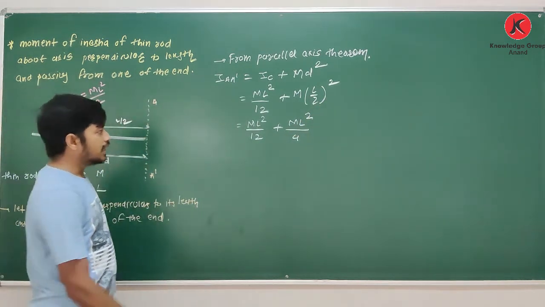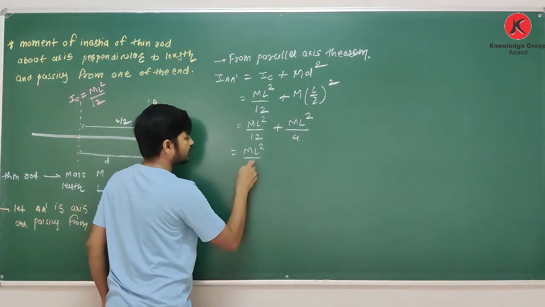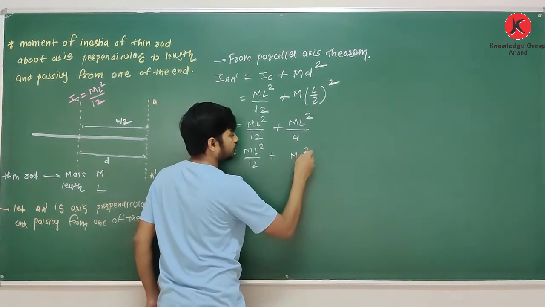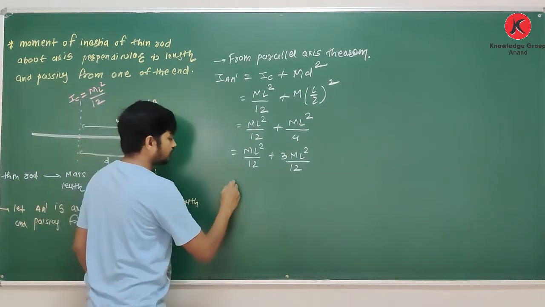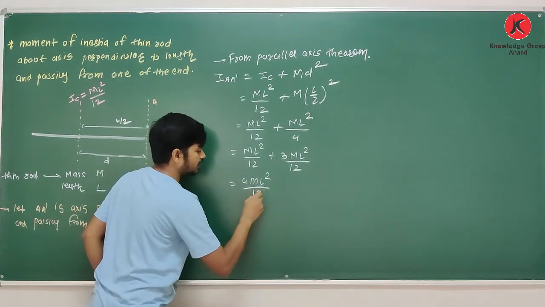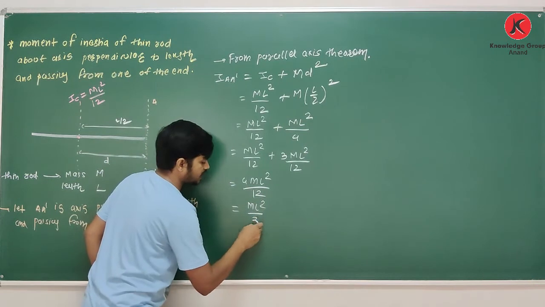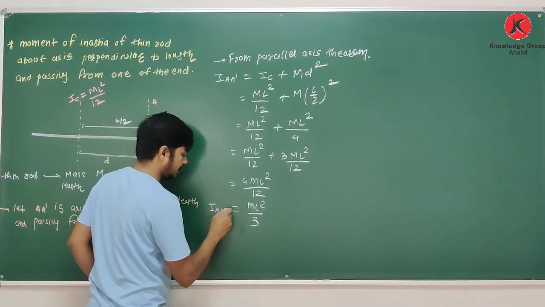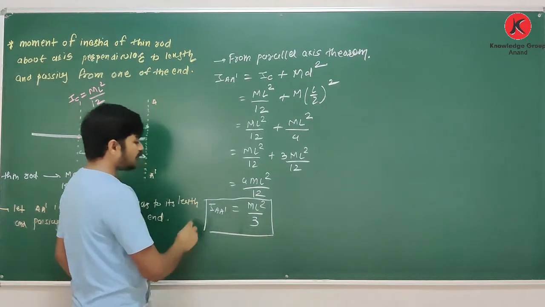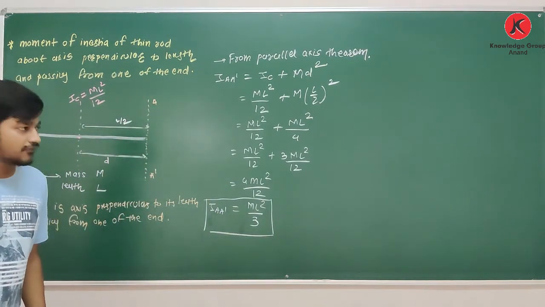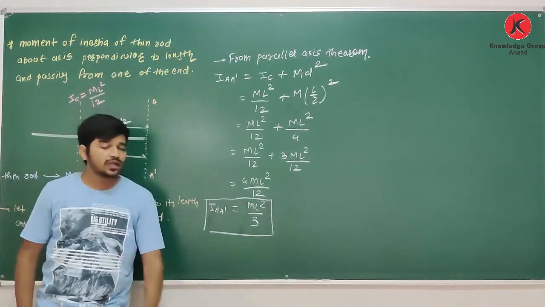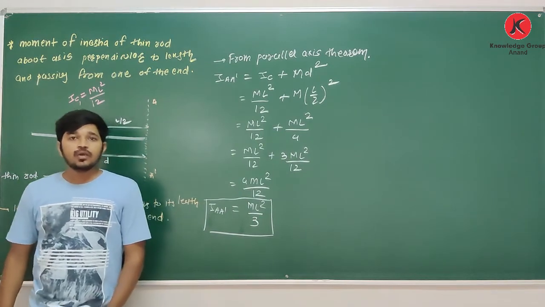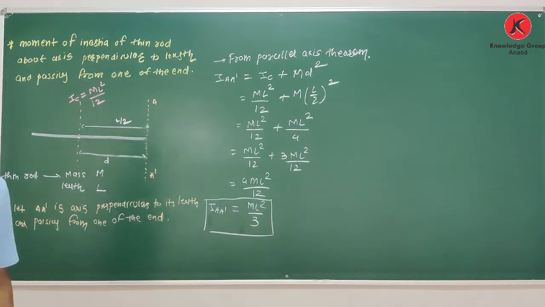Simple? Now I can write ml square by 12 plus ml square by 4, so it is 4 ml square by 12, which is equal to ml square by 3. I dash, the moment of inertia about an axis passing through one of its ends and perpendicular to its length, is equal to ml square by 3. Simple? See, with the help of the parallel axis theorem, we found it easily.